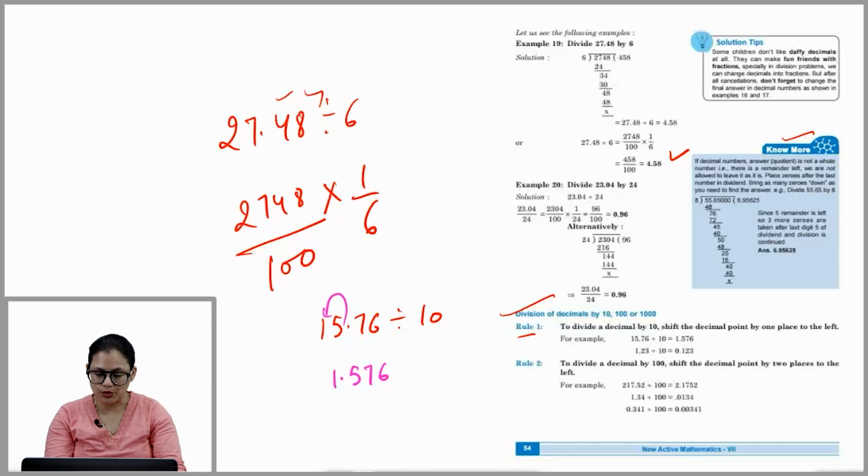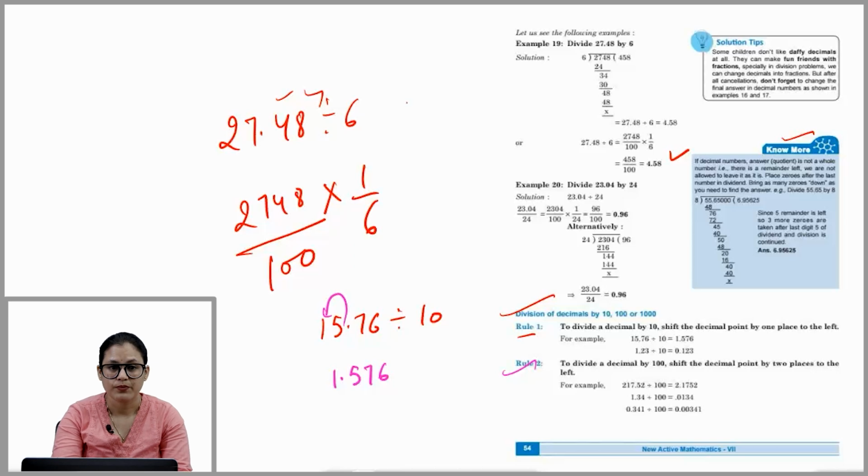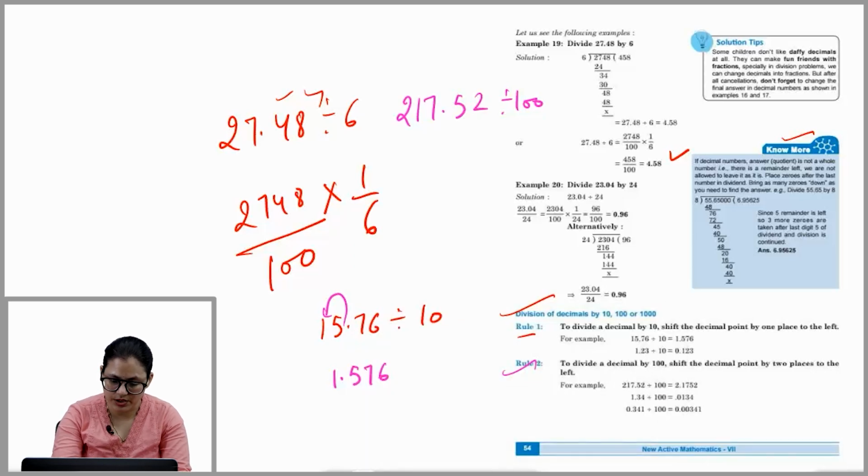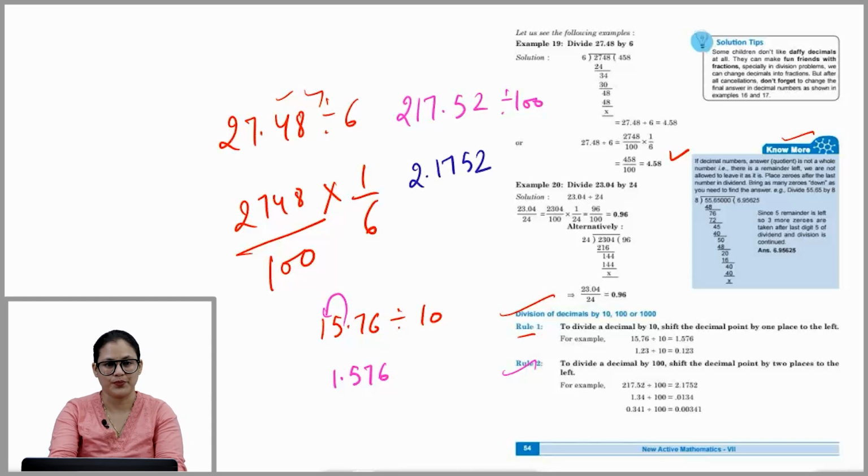Okay, rule number 2: to divide a decimal by 100, shift the decimal point by 2 places to the left. For example, you have this number 217.52 divided by 100. Okay, you will shift this decimal towards the left, 1, 2, to here. So you will get this answer 2.1752, right?